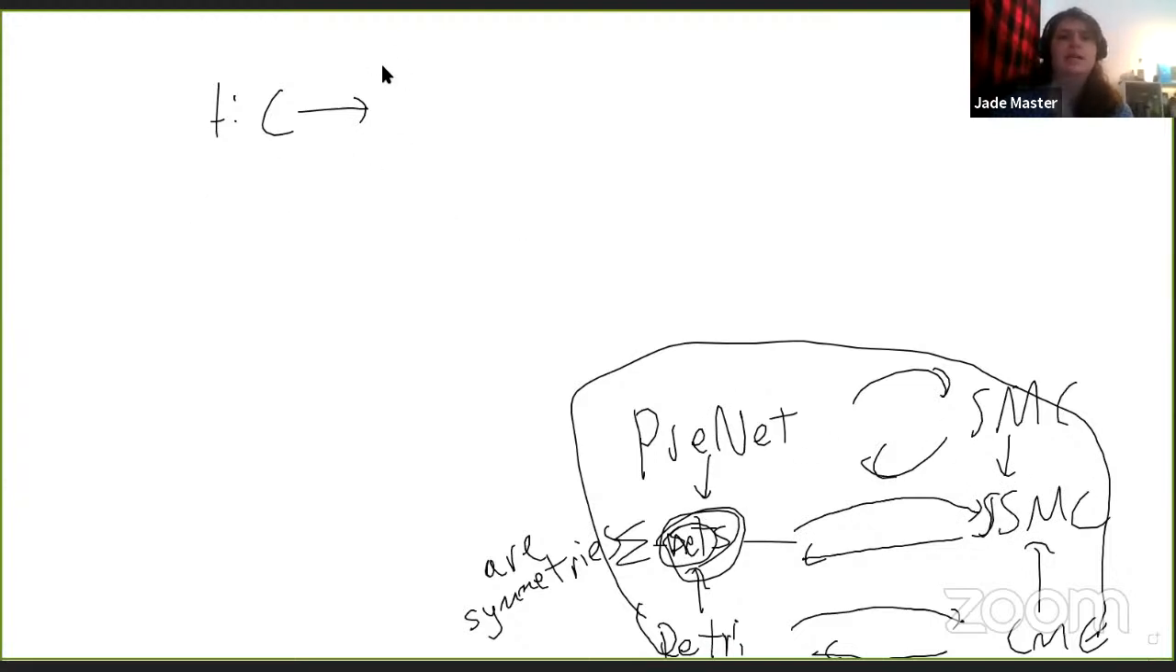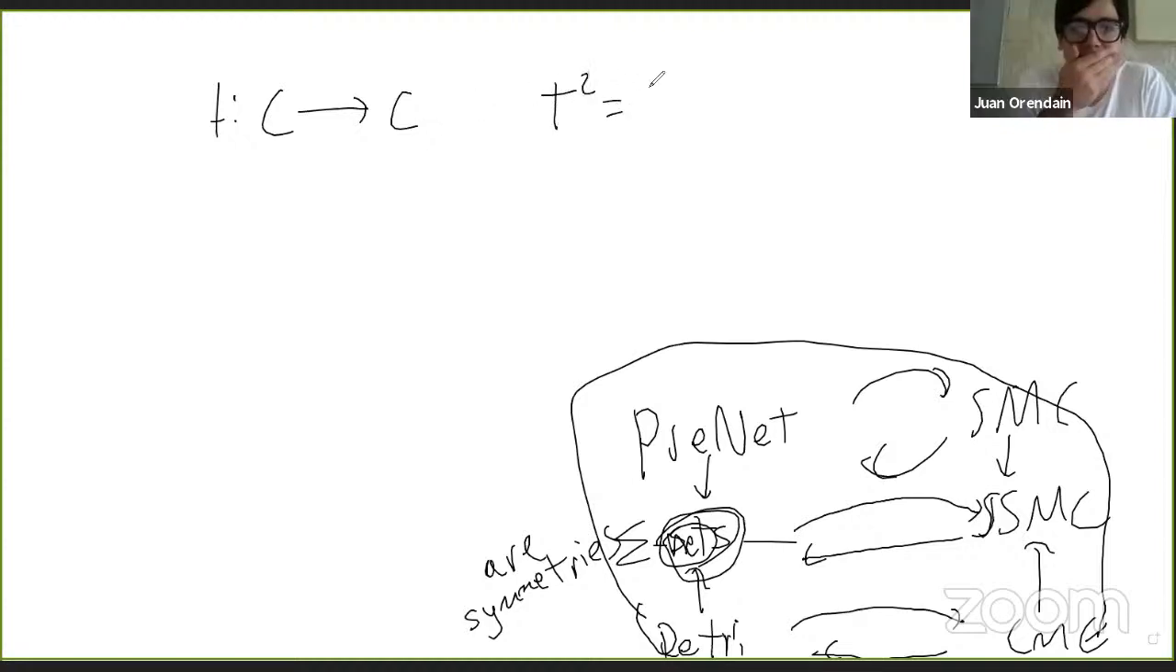But I guess you were talking about involutions. Yep. So an involution is a functor from the category to itself, which squares to the identity. Right. Yeah. Okay. Yeah, I have no idea, to be honest, what that would do. Okay.